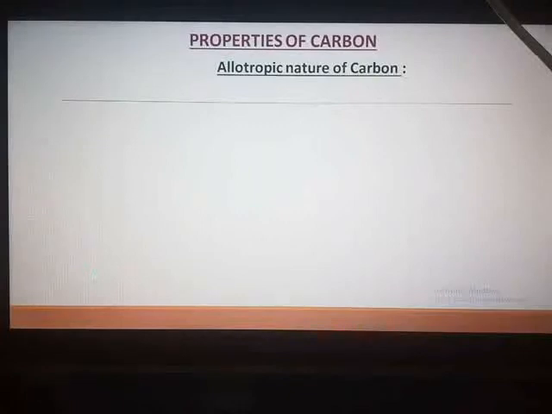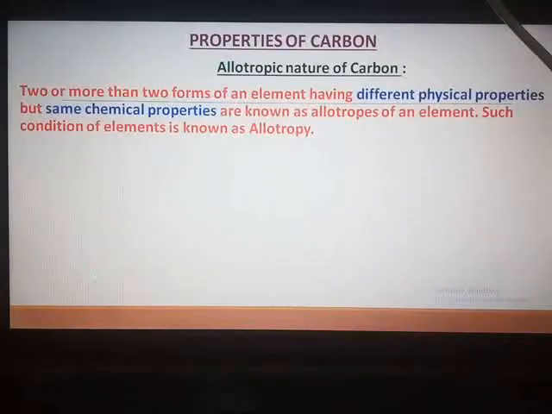Some elements in nature exist in more than one form, and here the chemical properties of these different forms are the same, but physical properties are different. Physical properties vary, and this property of elements is known as allotropy. Apart from carbon, there are other elements like sulfur and phosphorus which also exhibit this property.